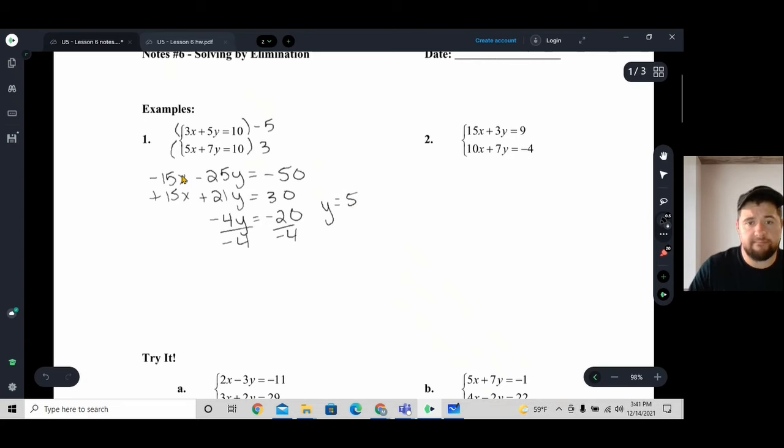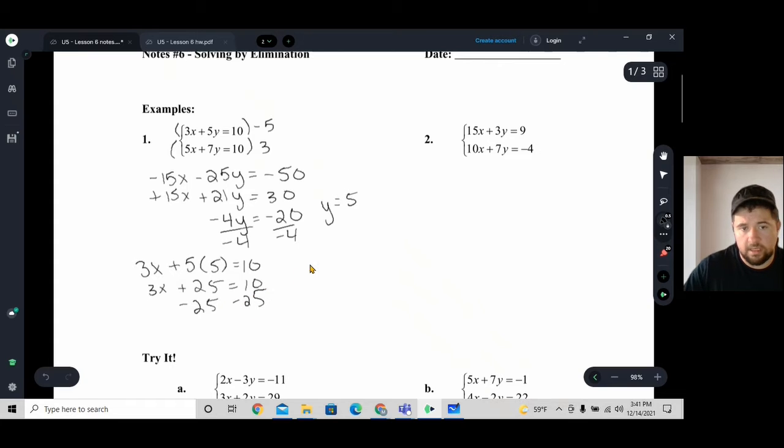Now take this 5, we're going to plug it back in. So 3x plus 5 times 5 equals 10. 3x plus 25 equals 10. Subtract 25 from both sides. 3x equals negative 15. X equals negative 5. And let's check. 5 times negative 5 is negative 25. 7 times 5 is 35. Negative 25 plus 35 equals 10.